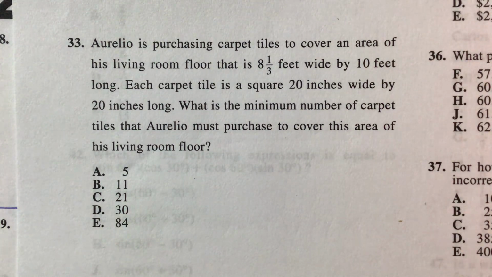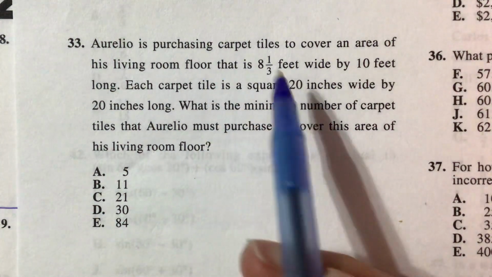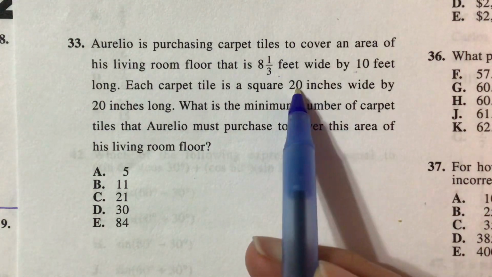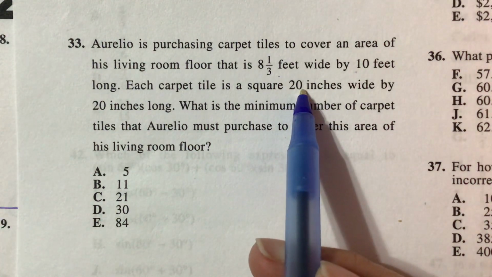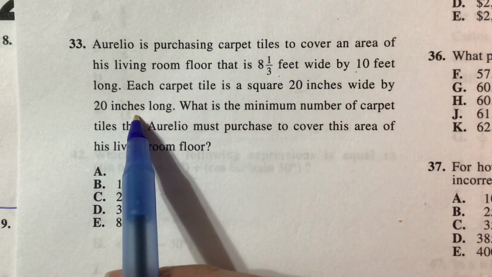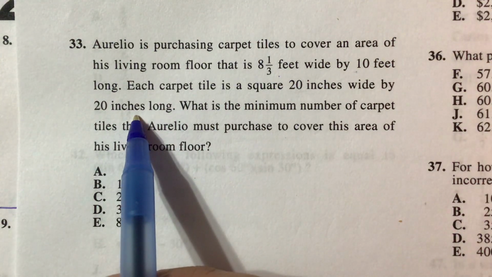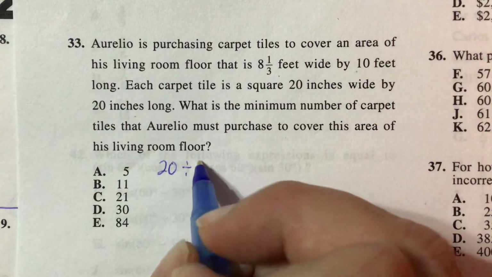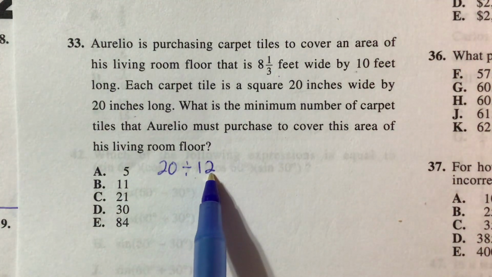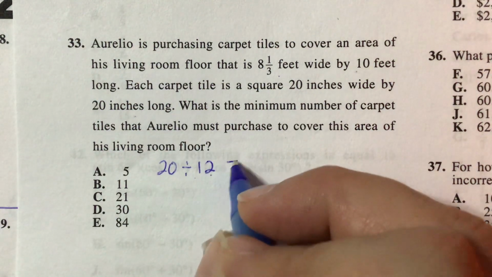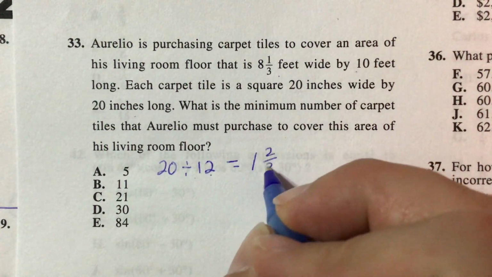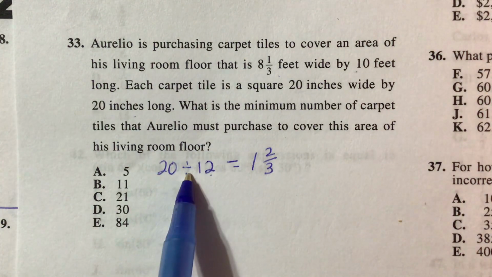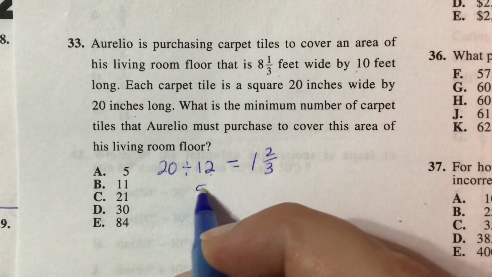The first thing that I notice is that this is given in feet, and then our carpet squares are given in inches. So I'm going to convert the 20 inches wide by 20 inches long to feet. In order to do that, I'm just going to take 20 and divide it by 12 because there's 12 inches in a foot. When I do that, I get 1 2/3. Or if you do this on your calculator, you would see that this would be 5/3. Same thing.